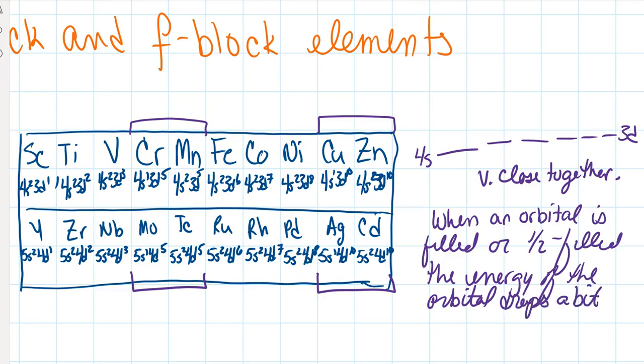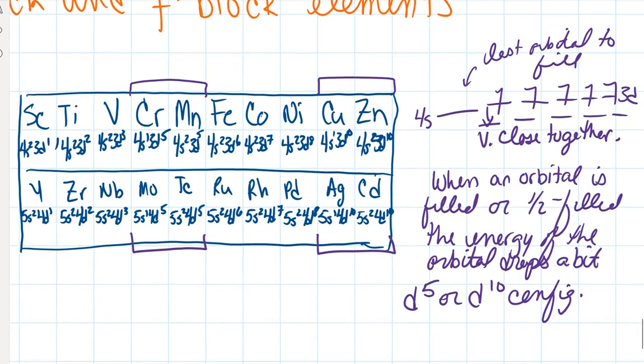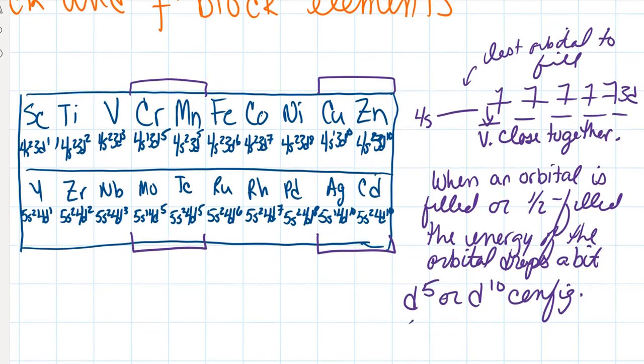So in this case, the reason that this happens is when we're able to fill up the d orbitals halfway, they'll actually drop in energy below the 4s line. And so now the 4s becomes the last orbital filled. So you remember, if you can have a d5 configuration or a d10 configuration, you're going to see that the s electrons get filled in last.